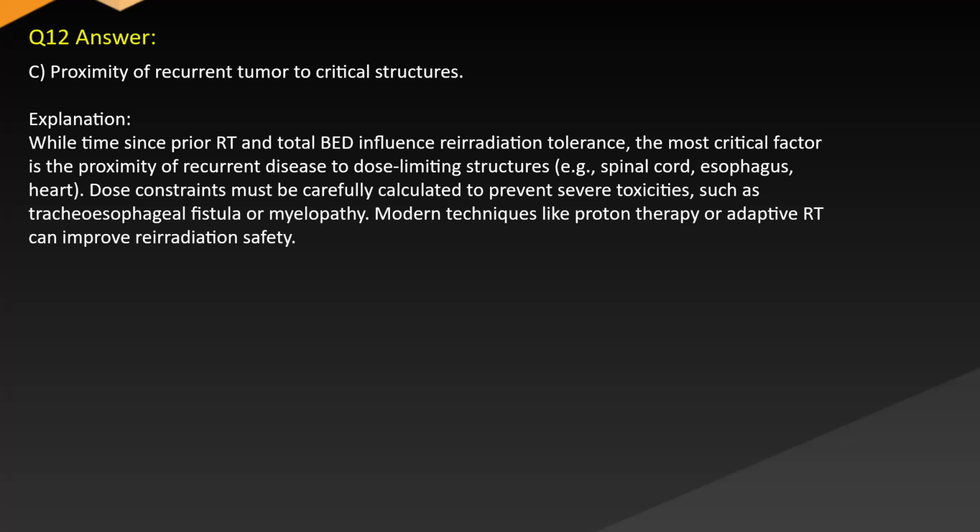Answer C. Proximity of recurrent tumor to critical structures. Explanation: while time since prior RT and total BED influence reirradiation tolerance, the most critical factor is the proximity of recurrent disease to dose-limiting structures, e.g. spinal cord, esophagus, heart. Dose constraints must be carefully calculated to prevent severe toxicities such as tracheoesophageal fistula or myelopathy. Modern techniques, proton therapy or adaptive RT, can improve reirradiation safety.